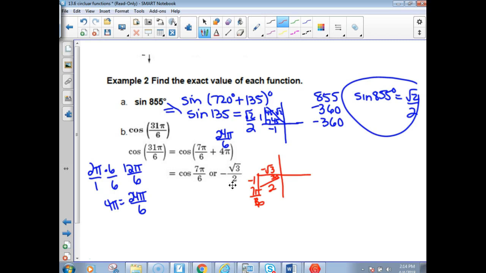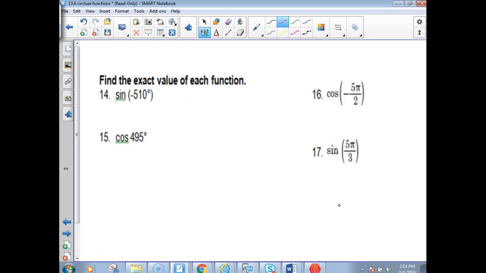Or you went on your unit circle and looked it up. But you need to be able to generate them anyway. So why not just keep on thinking special right triangles? That helps. It's better if you get it memorized. All right, so let's do some more examples. We've got negative 510. Has anybody broken that down?